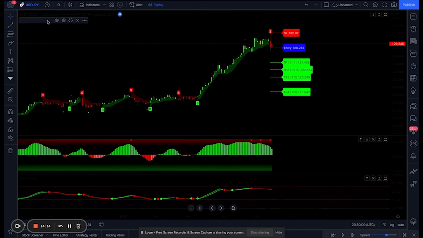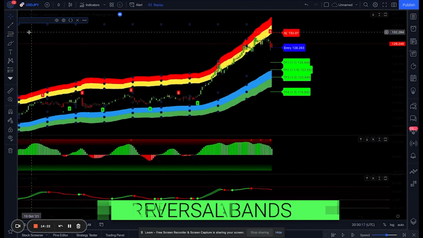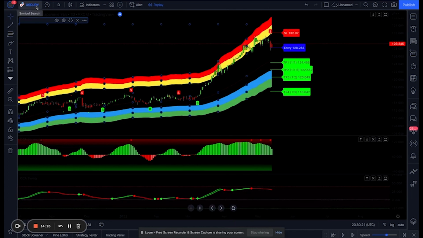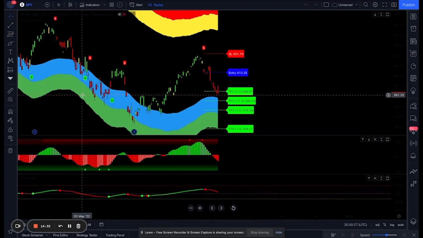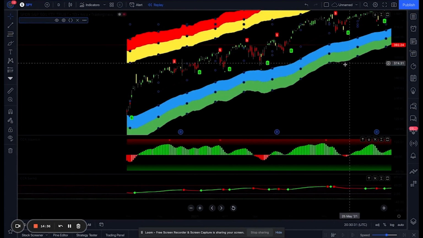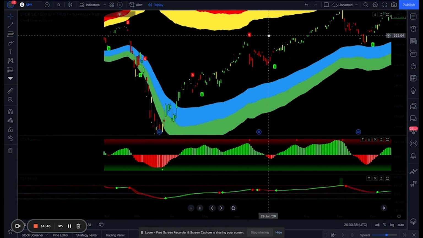All right, now I want to keep this pretty brief because I know this is a lot of information, but the last thing I want to show you guys is what we call our reversal bands. Now, our reversal bands are a very, very powerful tool. Let's go ahead and take a look at the S&P 500 during COVID. Let's take a flashback to that time and see what we had going on back then.